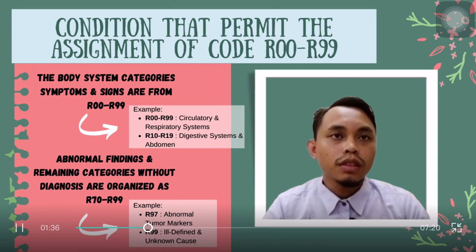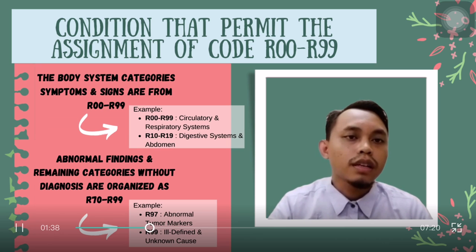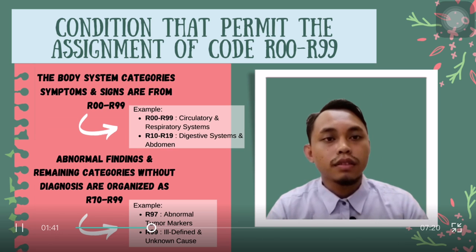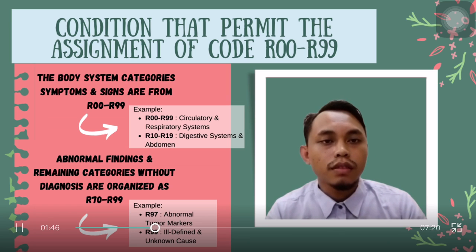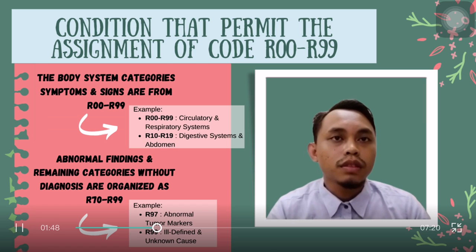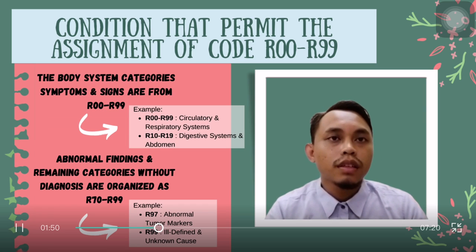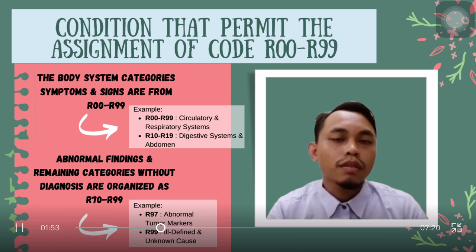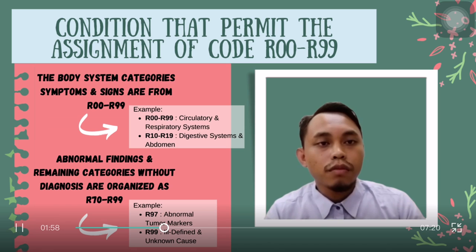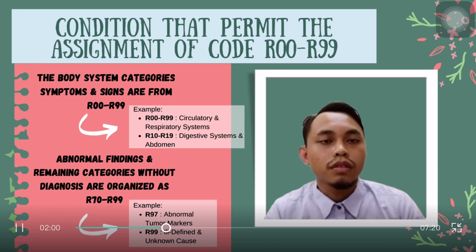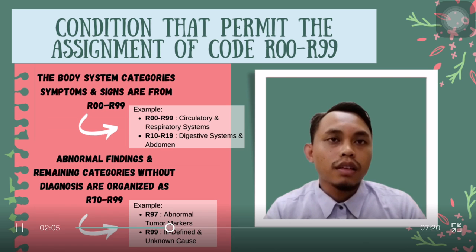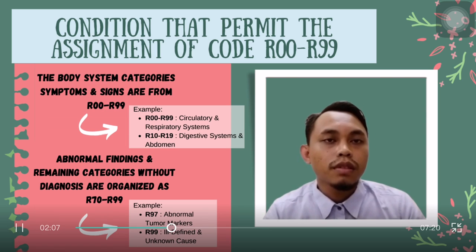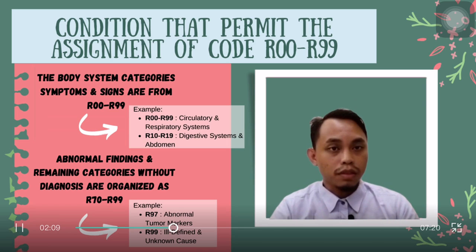Next, we go into the conditions that permit the assignment of codes R00 until R99. Firstly, the body system categorized symptoms and signs are from R00 until R69. For example, R00 until R09 is the category for the circulatory and also respiratory system. Next, another example is R10 until R19, which is about the digestive system and also abdomen.